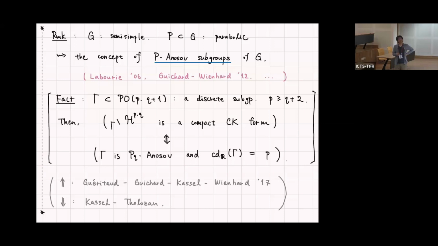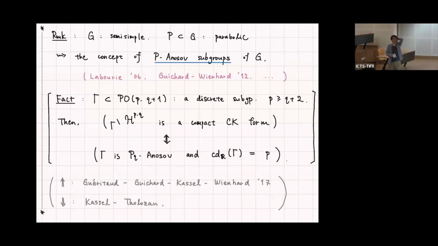One remark is that you can rephrase the problem of the compact quotient in some situations to the problem of Anosov representations, which was recently studied very extensively. I do not explain the definition, but if you are given a semisimple Lie group, or maybe a reductive Lie group, and some parabolic in G, then you can define the concept of a P-Anosov subgroup of G, which is a discrete subgroup whose dynamics on G mod P is nice. This concept was first introduced by Labourie and Guichard-Wienhard. It is known that Anosov subgroups, Anosov representations, and proper actions are related since the work of Guéritaud, Guichard, Kassel, Wienhard. And in particular, in the case of H^{p,q}, you can prove the following.